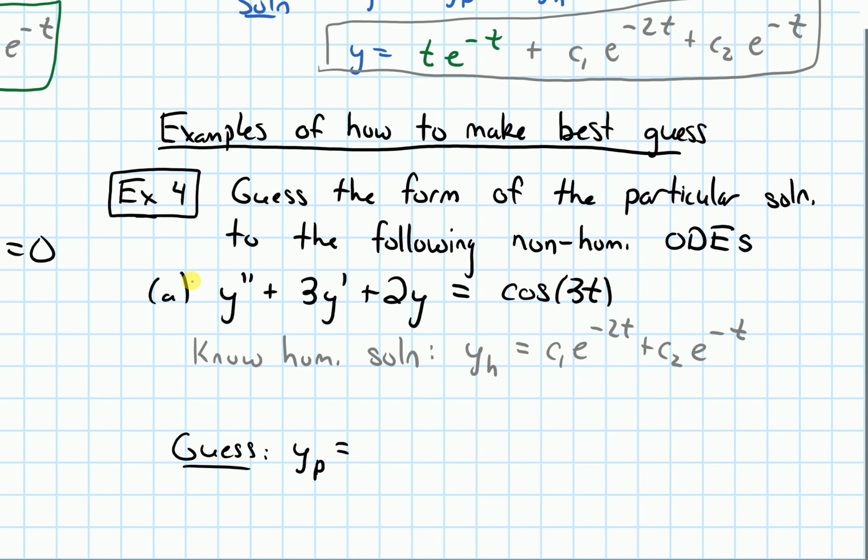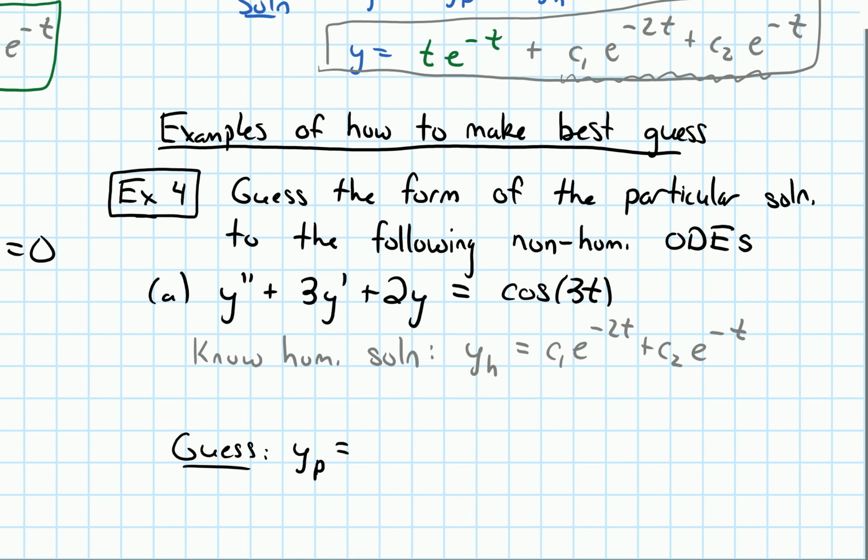So in part A, we have y double prime plus 3y prime plus 2y, the same thing that we had before on the left-hand side, being equal to a different function on the right-hand side. This time we have cosine of 3t. Because the left-hand side is exactly the same as before, we know the homogeneous solution. It's c1 times e to the negative 2t plus c2 times e to the negative t, the same homogeneous solution we had above. So now let's guess our particular solution.